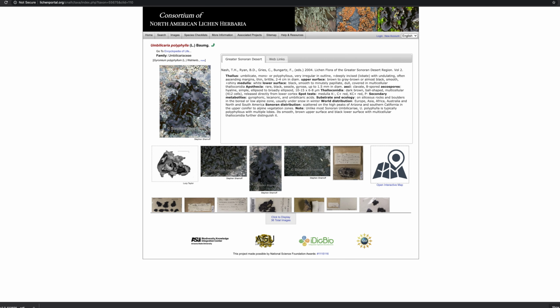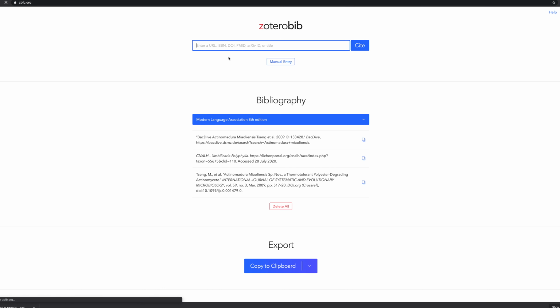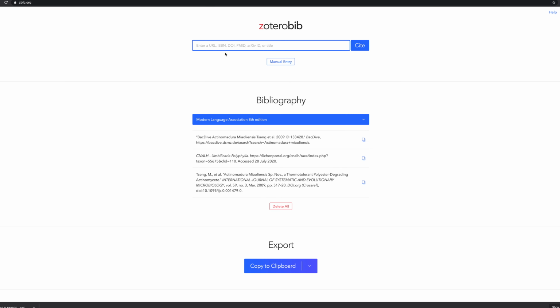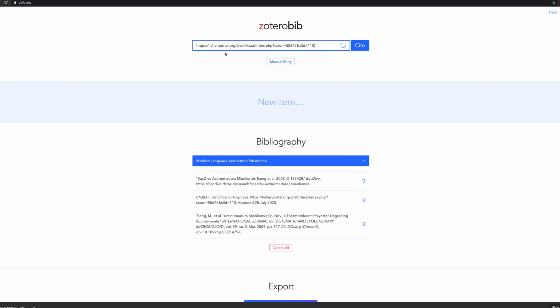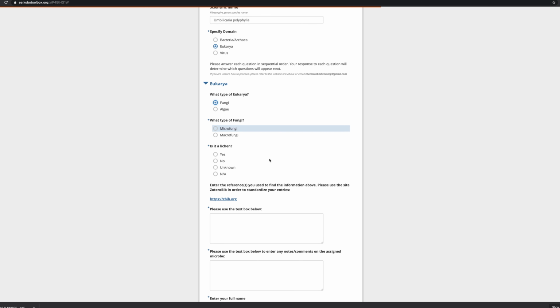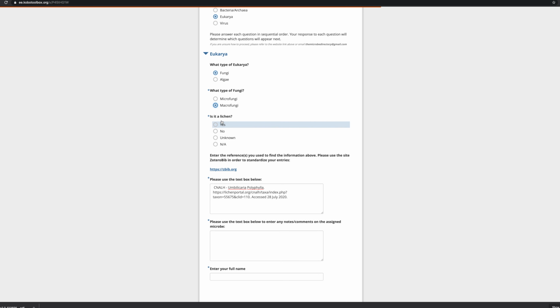So we'll go to Zotero, and we'll paste the link of our database. We'll paste, and we'll copy this as it is right here. We'll go to Kobo and we'll paste it on the reference text box. We'll answer what type of fungi this is. We know that it is a macrofungi, and then we'll answer what type of lichen it is, and is it a lichen? And yes.